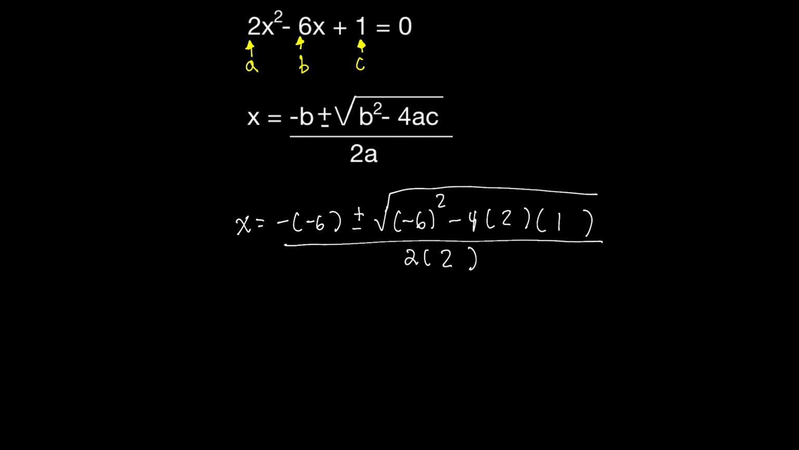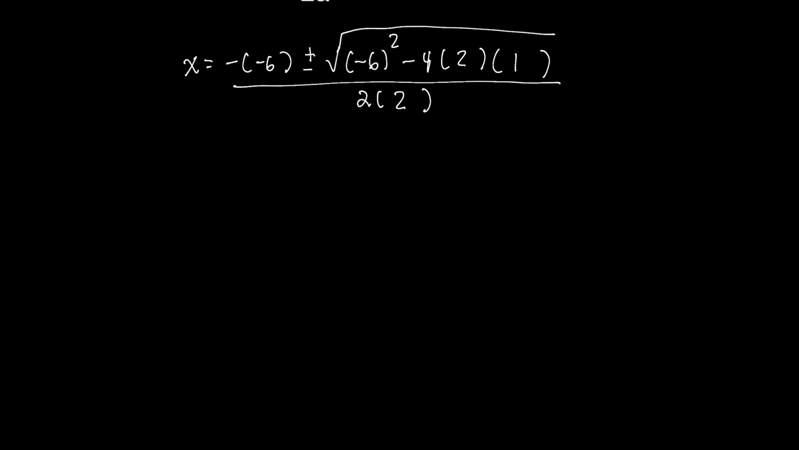Now it's just a matter of simplifying everything. Beginning with negative 6, that's going to turn to positive 6. So now we have x equal to 6 plus or minus the square root of negative 6 squared. That's negative 6 times negative 6, which gives me 36. And now I'm going to multiply these three quantities together. Negative 4 times 2 is negative 8. If I multiply by 1, I get negative 8. And then we're going to divide this by 2 times 2, which is 4.